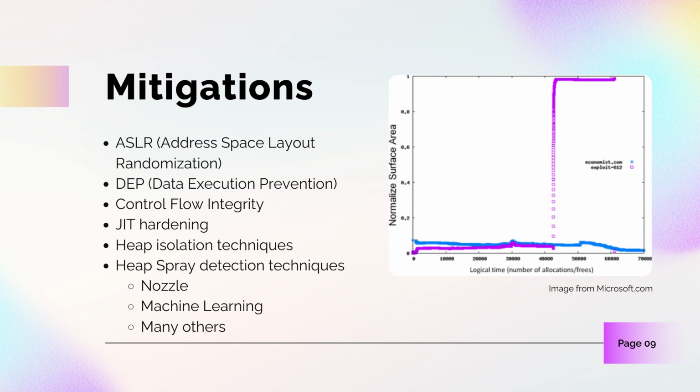Once an attack has occurred, detection becomes the priority. There are some sophisticated modern detection systems like Microsoft's Nozzle, which analyzes memory for patterns commonly associated with heap spraying, like high concentrations of executable content or NOP sleds. More recently, machine learning approaches have shown promise in identifying heap spraying attempts by analyzing memory allocation patterns and content distribution.